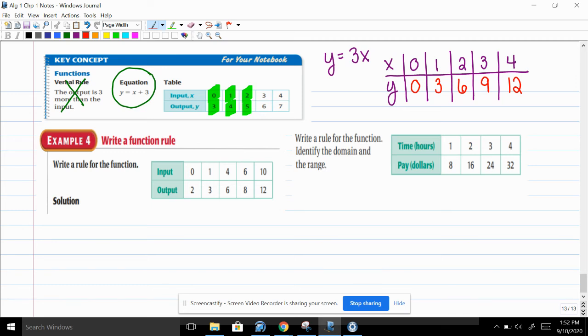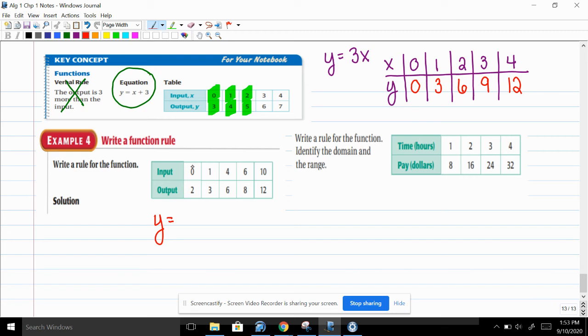Okay, now let's try and work in reverse. In example number 4 here, they give us a table. They want us to write a rule. They want us to come up with y is equal to, and they want you to tell me what is going on from x to y. What is happening to the x's to make the y's? I don't want to tell you to guess and check, but the first thing I would try and do is try and apply simple addition and see if you can find a pattern that works.